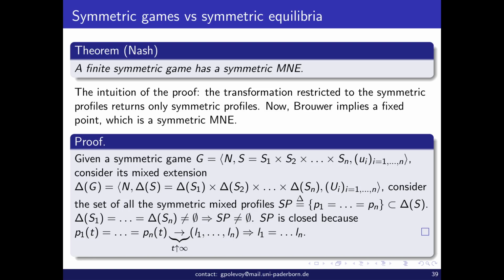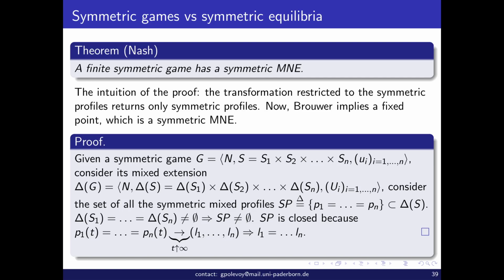When we look at it restricted to the set of symmetric profiles, it returns only symmetric profiles. So it can be seen as a transformation from the symmetric profiles to symmetric profiles. Since the symmetric profiles are also non-empty, compact, and convex, Brouwer's theorem implies that it has a fixed point, and since it's only on the symmetric profiles, this fixed point is not only an equilibrium, but also a symmetric equilibrium.